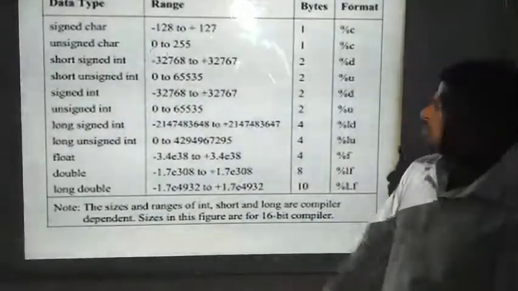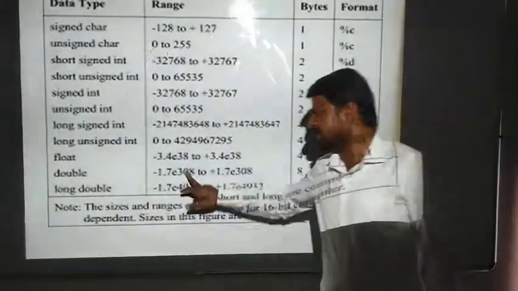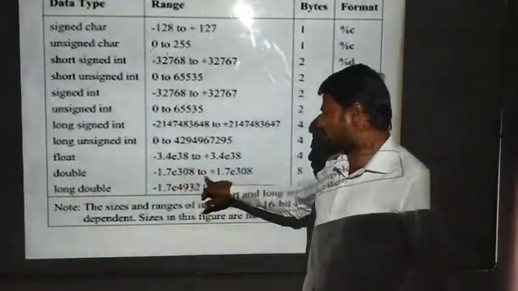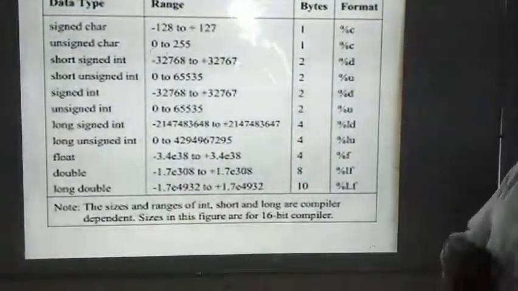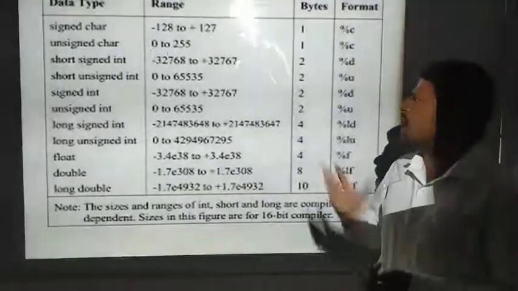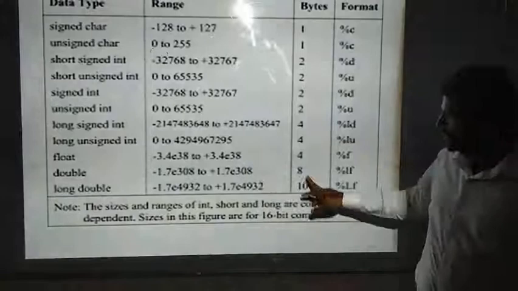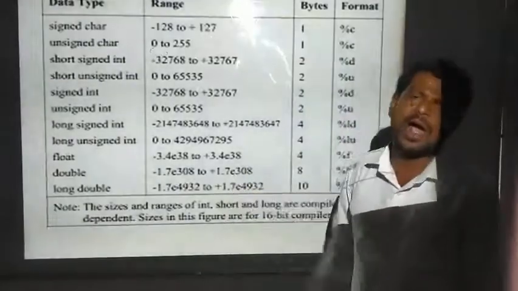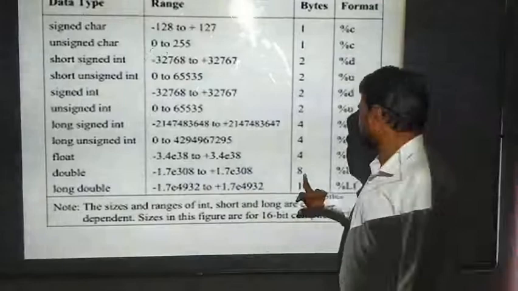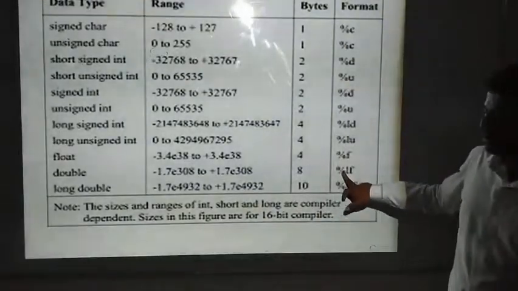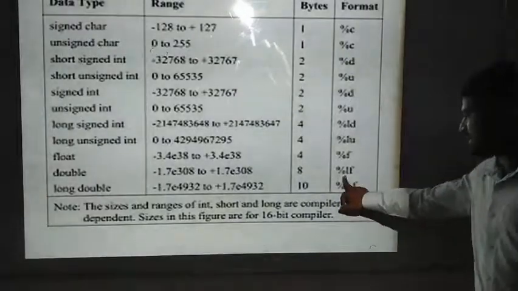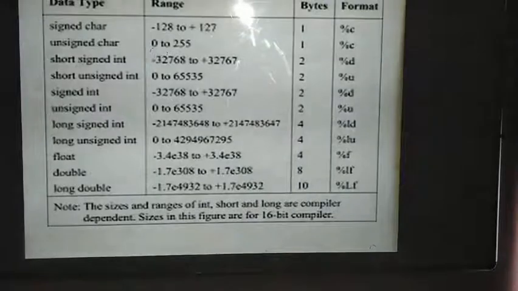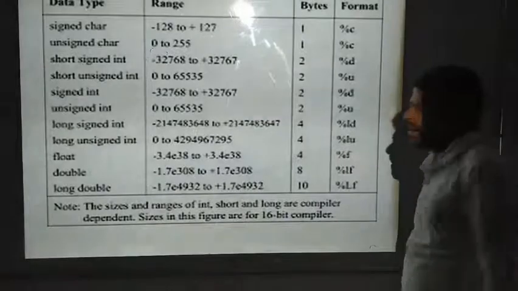For double, minus 1.7 exponent 308 to plus 1.7 exponent 308 is the range for a double data type. It occupies 8 bytes of memory space for storing the data. What is the format specifier for double data type? Percentage LF, with a small l, is the format specifier for double data type.